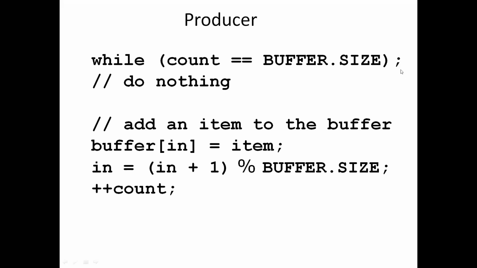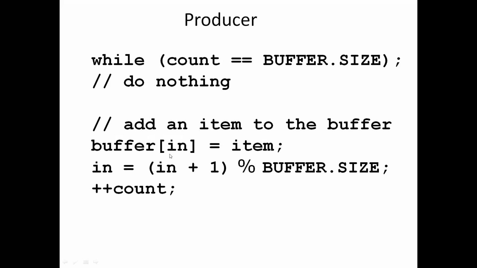That's why we have given the semicolon for this while loop. If count is equal to buffer size, do nothing. The producer should just wait until the consumer consumes an item from the buffer. And if the count is not equal to buffer size, control will come out of this while loop and this part will be executed. Initially the count is 0 and the buffer size we have assumed as 5. 0 is not equal to buffer size, so this while loop is false. Control will come here and the item will be added to the buffer now.